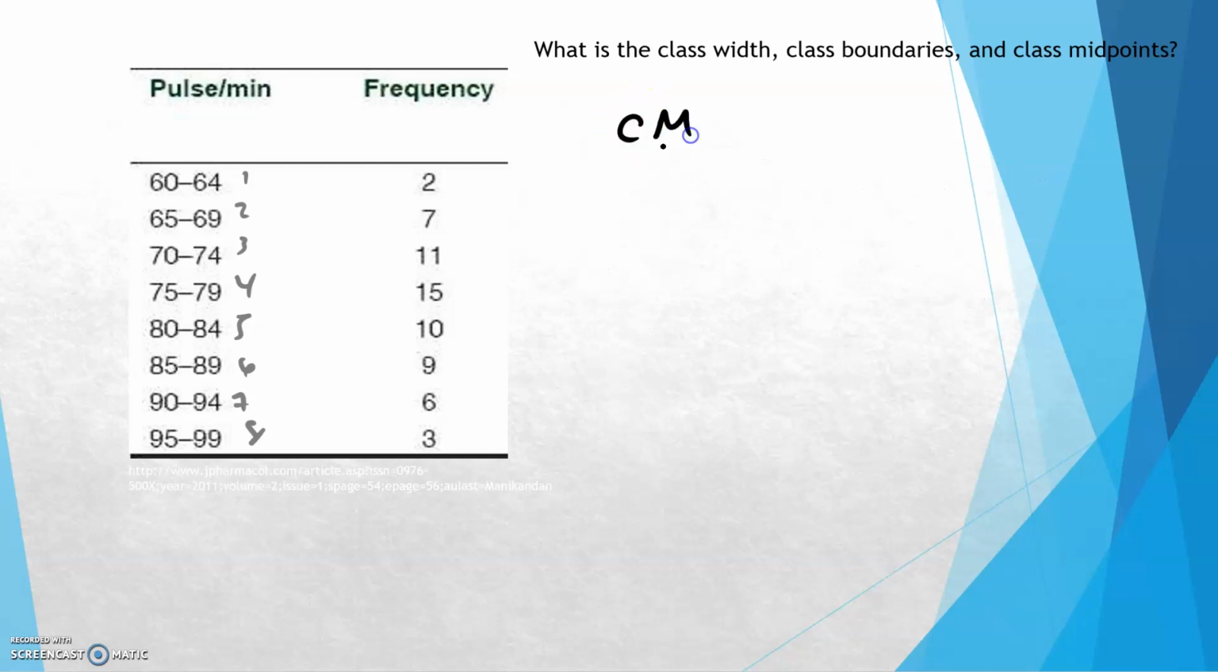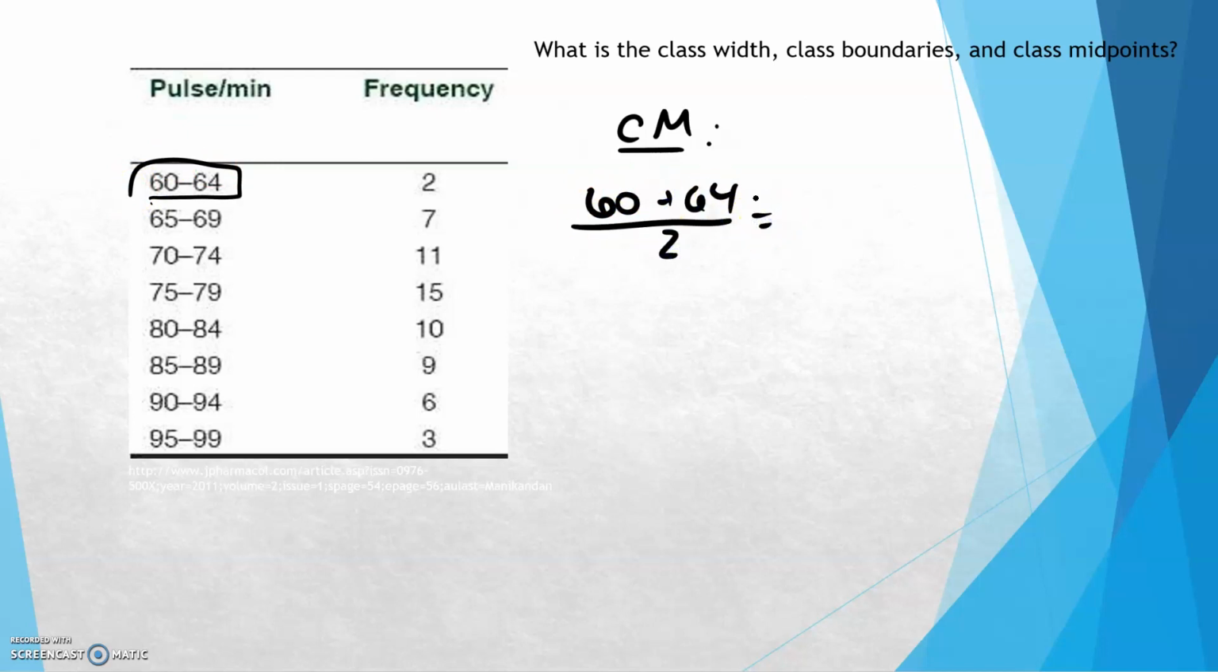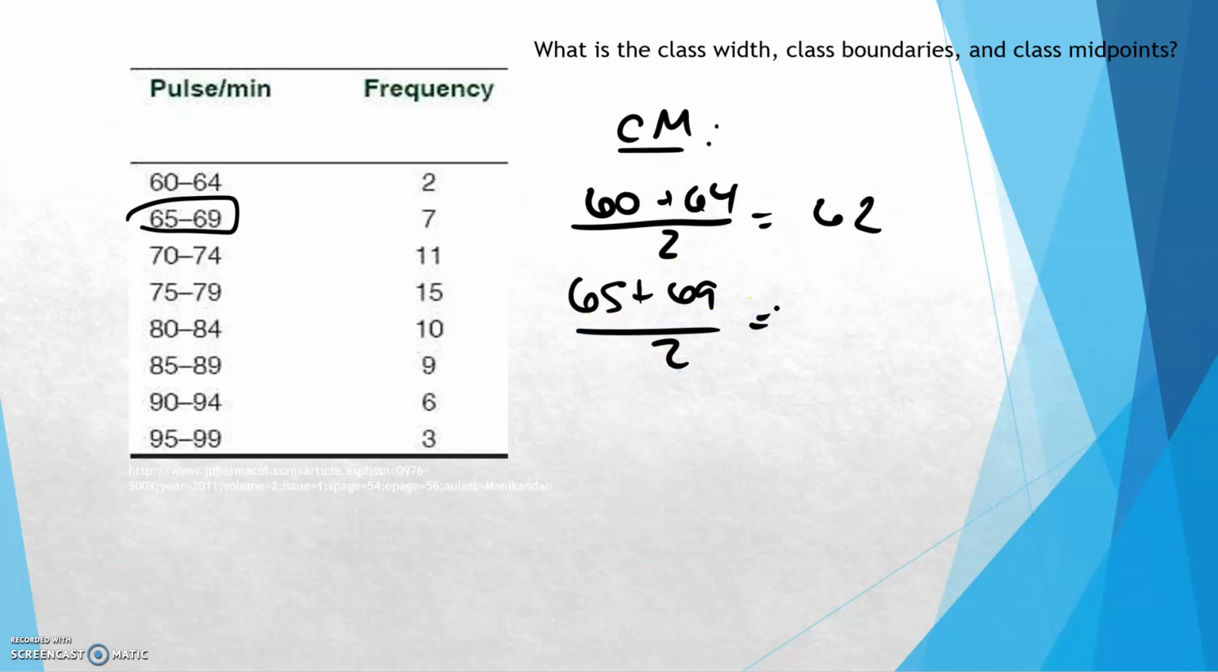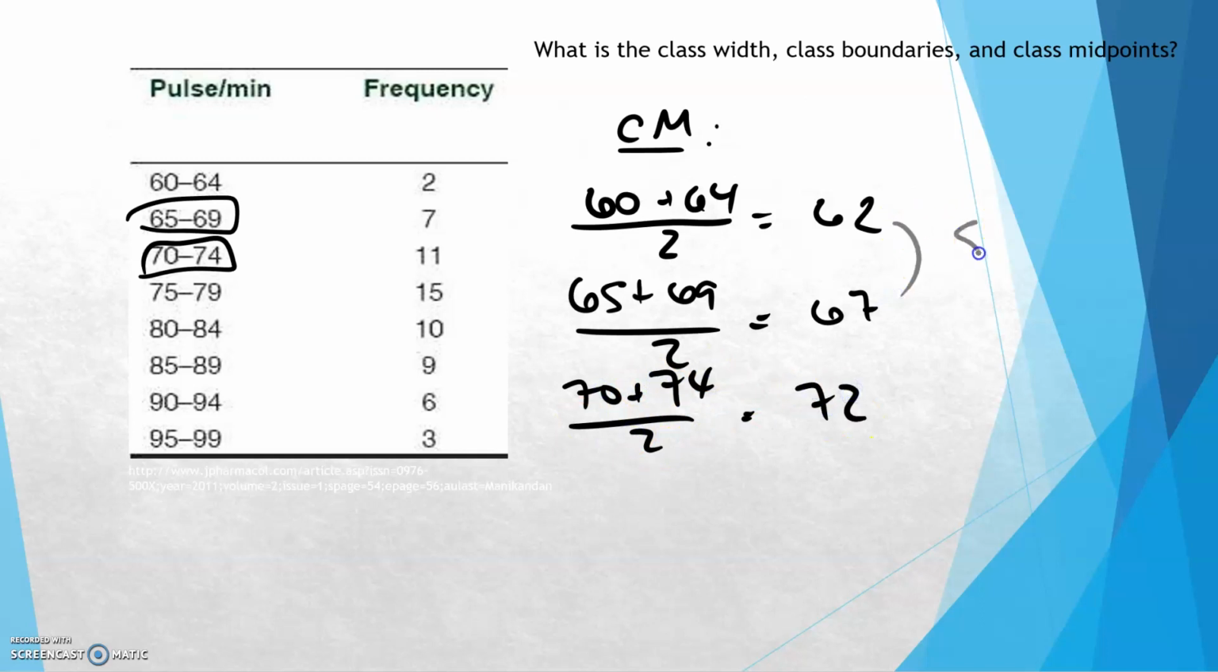Now your class midpoints. So you're going to look at the individual classes. So they say this one right here. And we're going to say 60 plus 64 divide by 2, midway between them. So that's going to give us 62. And then we'll go down to the next class. So 65 plus 69 divide by 2, and that will give us 67. We'll do one more, do this one right here. 70 plus 74 divide by 2, and that's going to give us 72. Now again, notice the difference between these two is 5. The difference between these two is 5, which is our class width.